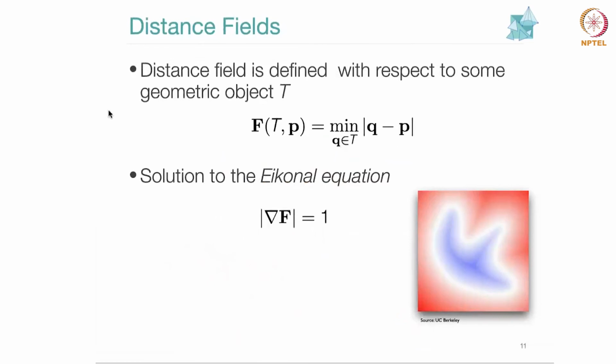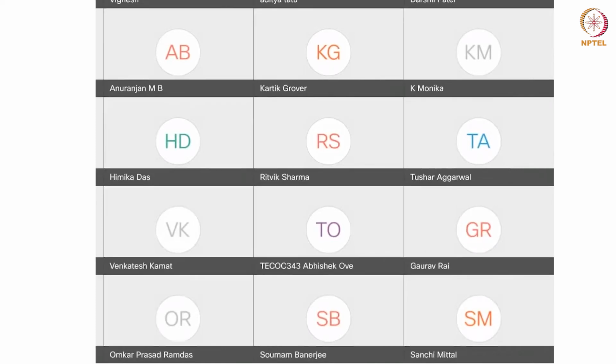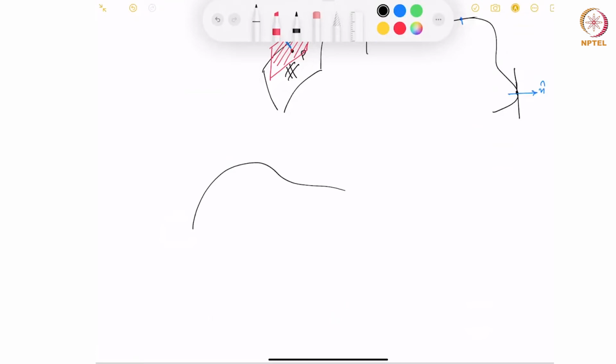Anyway, distance fields are very important. Let me discuss that a bit more. You have a shape, a closed shape let's say, and you calculate the shortest distance from a point. I already discussed with you earlier that the shortest distance is going to be the perpendicular distance, D.